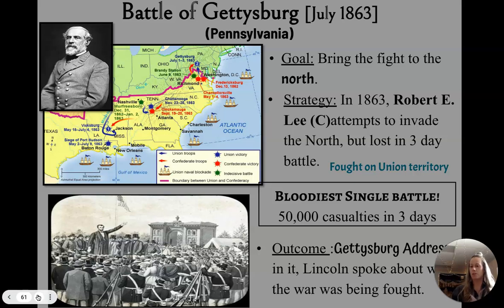After this battle, the big outcome here, it's a turning point of the war, but secondly, Lincoln is going to give his famous Gettysburg Address, and he speaks about why the war was being fought.